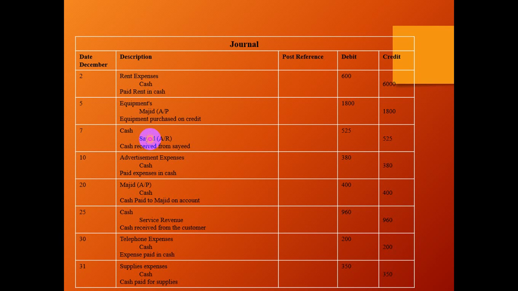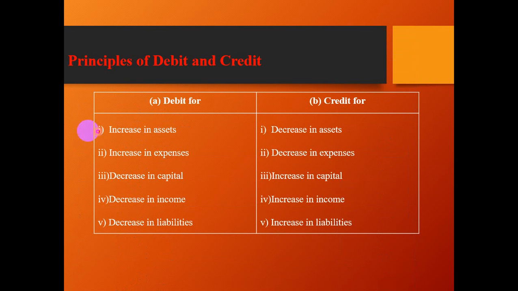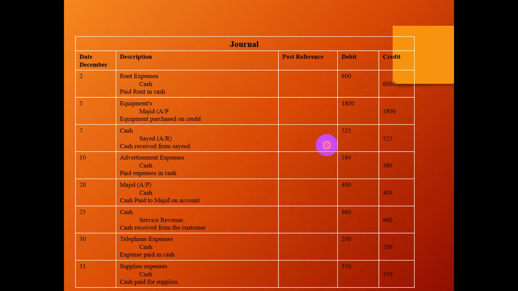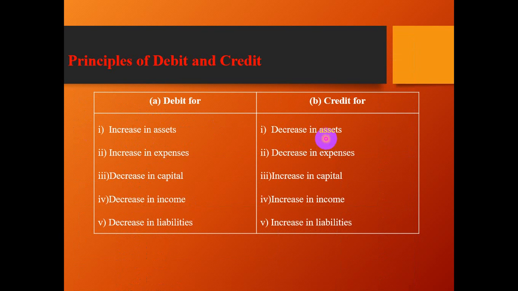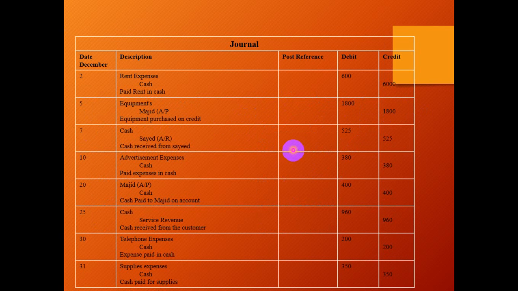Cash is my asset, and it increases. So when an asset increases, according to this principle, it has a debit balance. And Syed's account receivable is again an asset, which decreases because they will not pay in the future, so it has a credit balance.